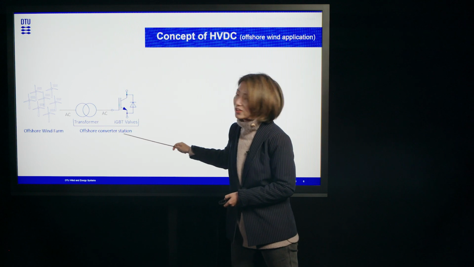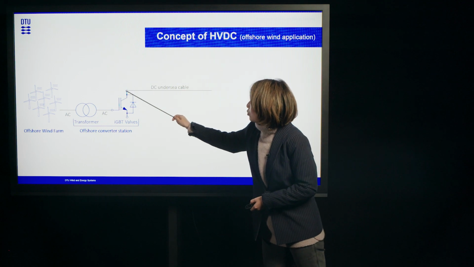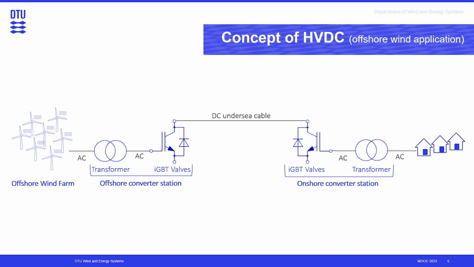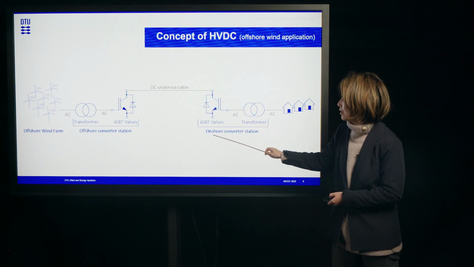offshore converter station. Then we can run this energy through a DC undersea cable. Typically, these cables can connect a distance of about 200 or 500 kilometers, depending on how far the offshore wind farm is from the shore. Likewise, we connect this cable to another VSC valve. This valve converts the DC power into AC, and then lowers the voltage to the level that can be connected to the local community. Again, the valves and the transformer are the two key elements of an onshore converter station.